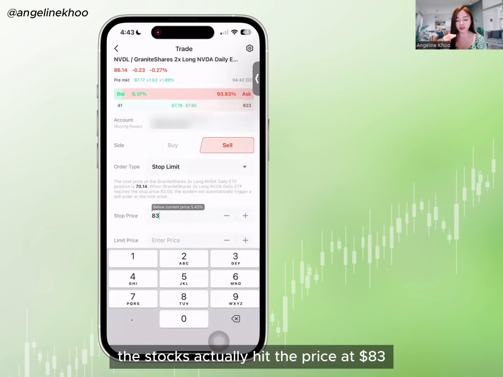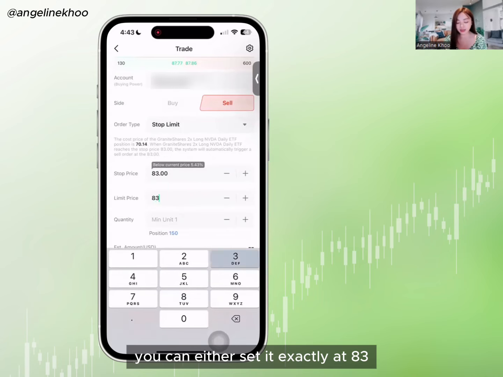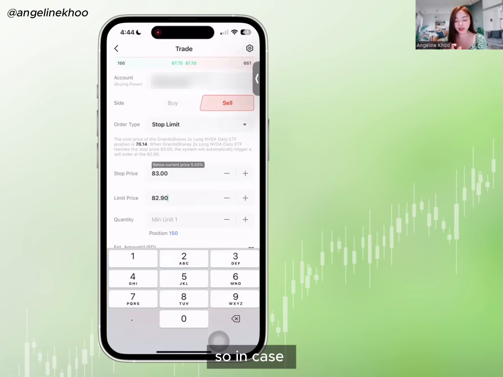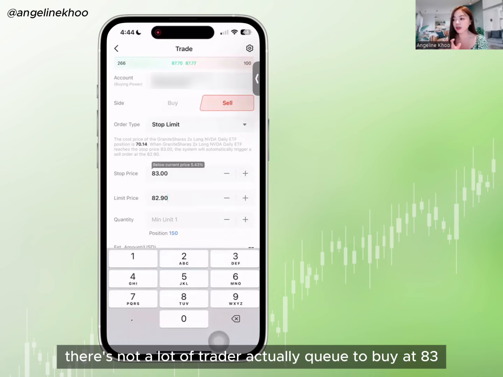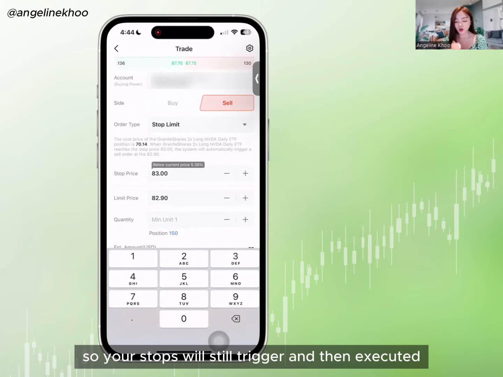If the stock hits the price of 83, it will auto trigger and execute a sell order for you. Here is the limit price. You can either set it exactly at 83, or you can set it a few bits lower, for example $82.90. In case there are not a lot of traders queuing to buy at 83 but they are queuing at other levels, your stop will still trigger and be executed.